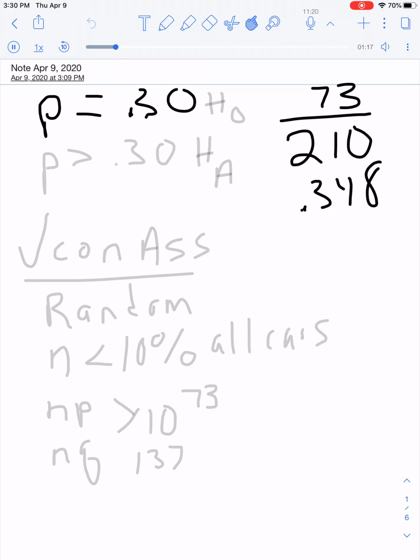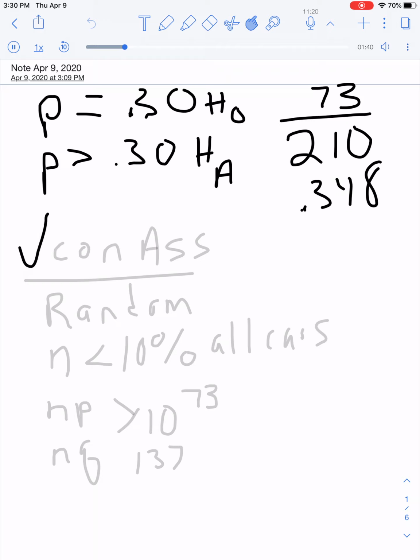So I think this 30% number is not accurate. I propose that it's greater than 30%. So this one here would be H null, and this one here would be HA. So I want to see if there's convincing evidence that it's going to be greater than 30.